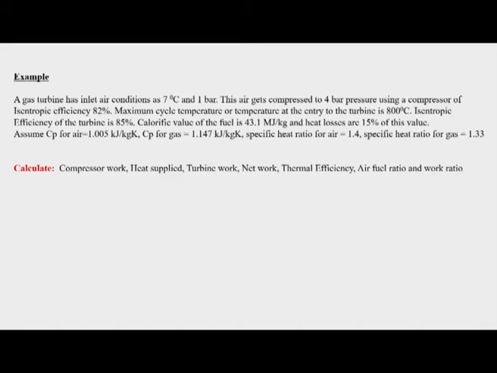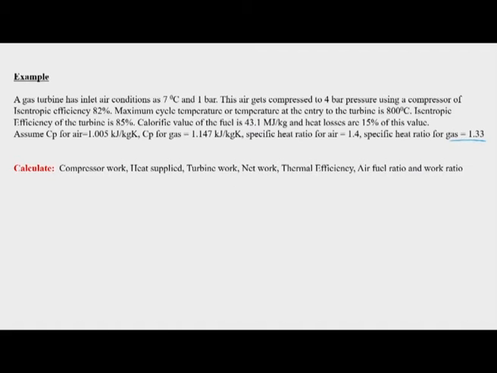This air gets compressed to 4 bar pressure using a compressor of isentropic efficiency 82%. Maximum cycle temperature, or temperature at the entry to the turbine, is 800 degrees Celsius. Isentropic efficiency of turbine is 85%. Calorific value of the fuel is 43.1 megajoule per kg. Heat losses are 15%, and then we are given certain standard data: specific heat ratio for gas. This is a new concept which is given to us.